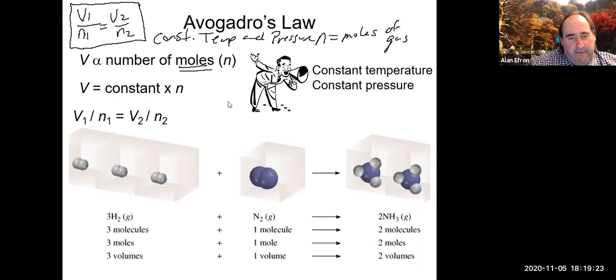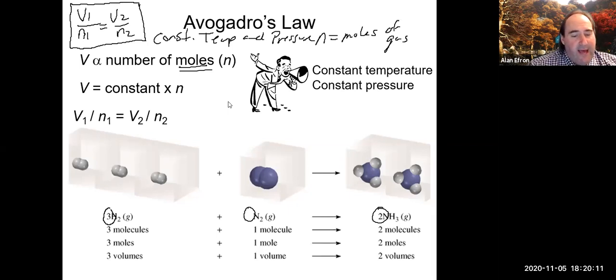Another aspect of Avogadro's law, where we will see an opportunity to use it again, is in stoichiometry problems that involve gases, especially gases under constant temperature and pressure conditions. The normal relationship when we look at a balanced equation is that we take those coefficients and say something like: three molecules of H2 react with one molecule of N2 to give us two molecules of NH3. We could also use that mole-to-mole relationship like we did in stoichiometry and say for every three moles of H2, it reacts with one mole of N2 and gives us two moles of NH3.